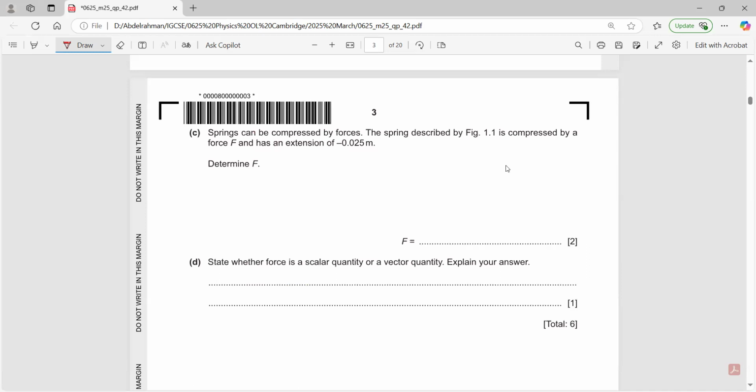Okay, so if I use the equation, if you rearrange the equation, force equals K times X. So you have the K, 50,000, and you have the X, negative 0.025, giving you a force of negative 1,250 newtons. Is this a wrong force?